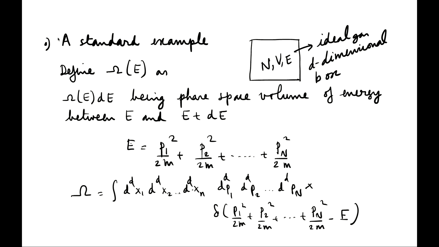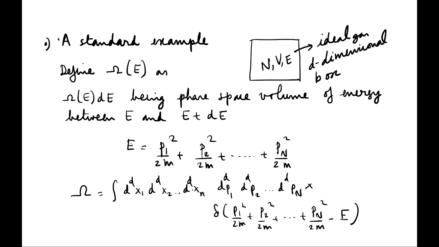So for an ideal gas, what is my energy? I have no potential energy, I have just kinetic energy, p1 squared by 2m plus p2 squared by 2m plus up to pN squared by 2m. Then I use the same trick we did here. I want to compute the volume corresponding to a certain energy. So I integrate over all the degrees of freedom, x1, x2, up to xN, momentum 1, momentum 2, up to momentum N, they are d-dimensional, but with the constraint that when I sum over all of these, I should get E. N is already constrained, V is already constrained. Okay. So this is my integral.